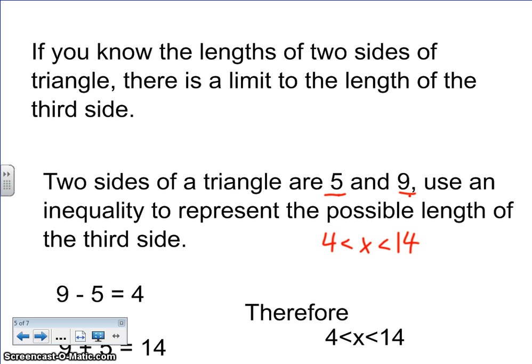You just subtract the two sides you know. That tells you what the smallest end of the range is. You add the two sides that you know. That tells you what the biggest end of the range is.